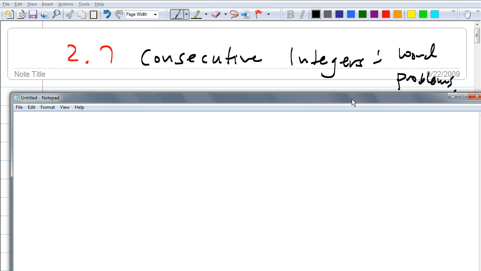So today we're going to talk about consecutive integers, and you're going to see them in word problems, okay? So first of all, what are consecutive integers? What are integers, first? You guys remember? Dana, what are integers? Real numbers? Yeah, but they're part of real numbers. Not all real numbers are integers.